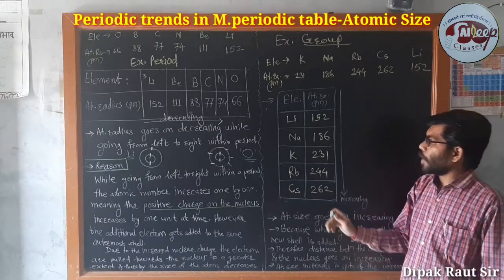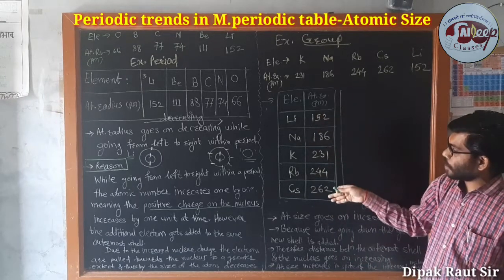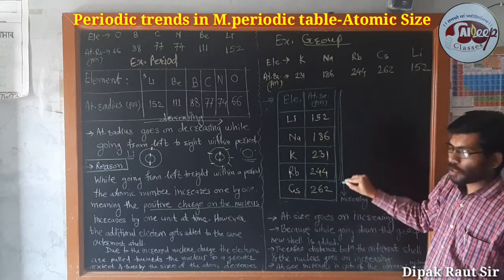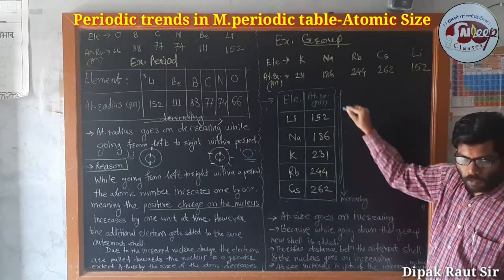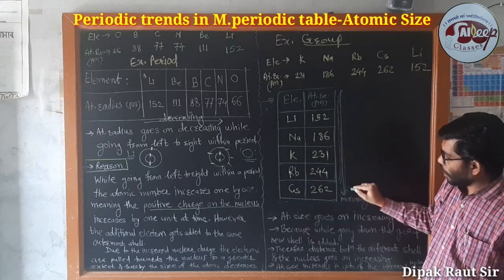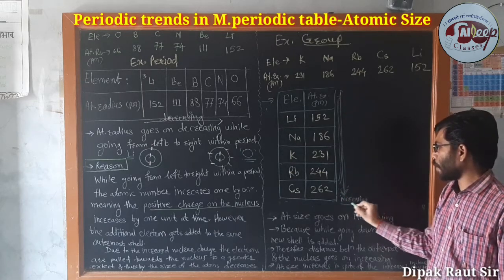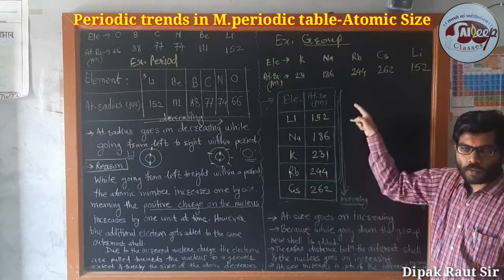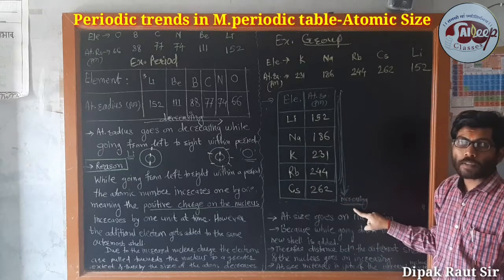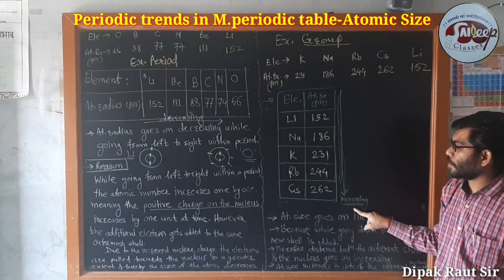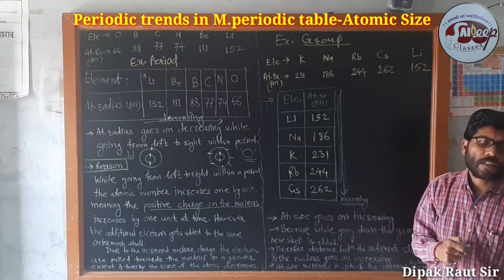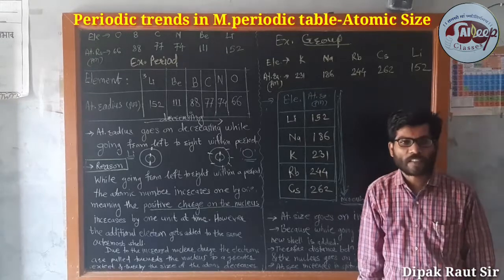So, when we see this arrangement, we can conclude that when we come down the group, atomic radius increases. Now, how is atomic radius increasing? This is very simple, students.